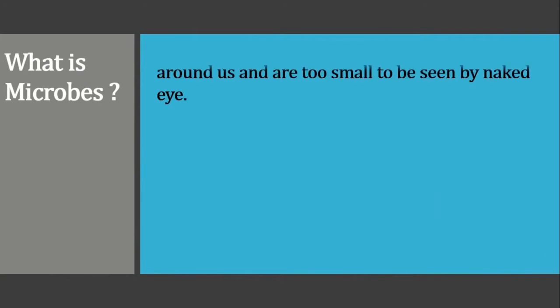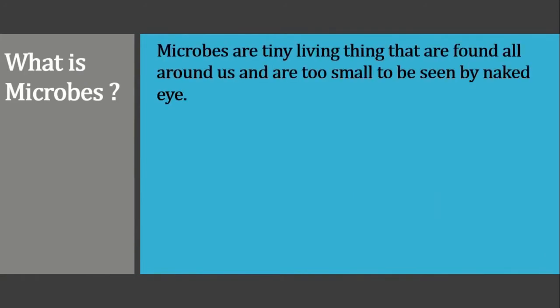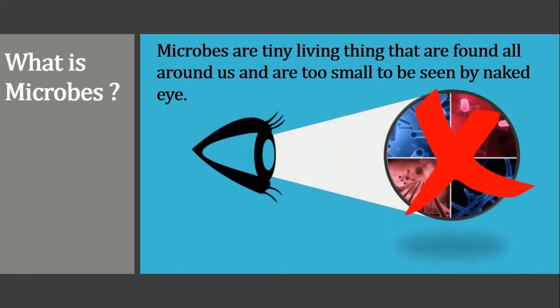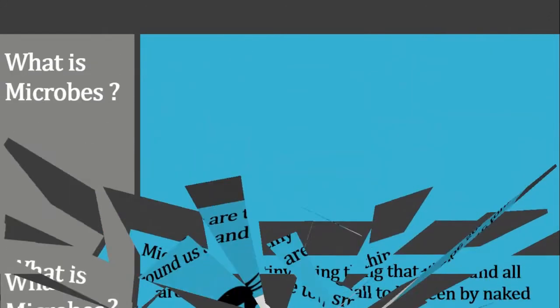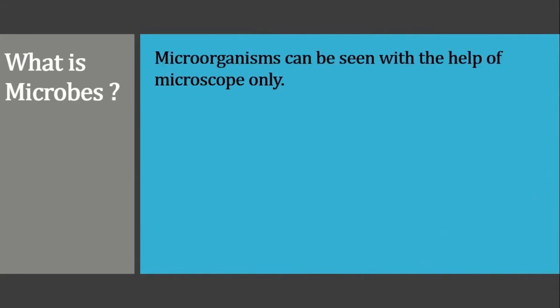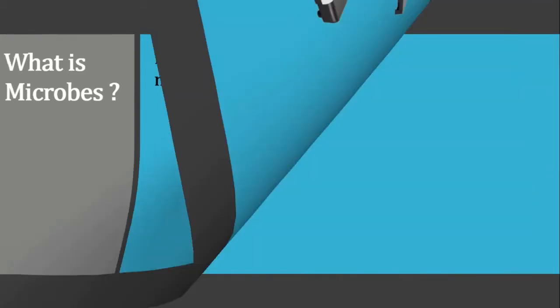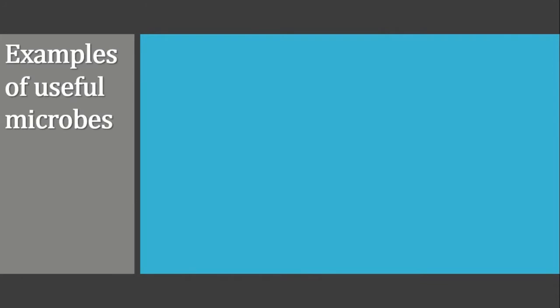First, let us define microbes. Microbes are tiny living things that are found all around us and are too small to be seen by the naked eye. Microorganisms can be seen with the help of microscope only. A microscope is an instrument used to see objects that are too small to be seen by the naked eye.